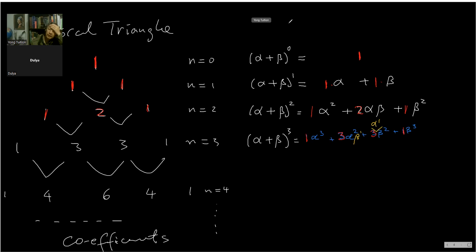I'll give you a challenge. Can you work out alpha plus beta to the power of 4? How many terms, by the way? Another pattern. How many terms for the power of 4? Here we got 1, 2, 3, 4 terms, and 3 terms for the previous one. So how many terms? 5. Yes, that is n plus 1. So altogether you get 3 plus 1 terms.